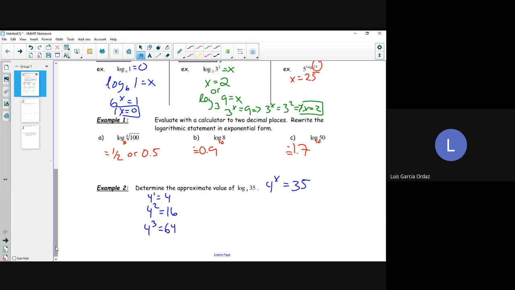So based off these first three numbers, 4 to the 1, 4 to the 2, 4 to the 3, what can we assume about x in our solution? So log base 4 of 35 has to be between 2 and 3.